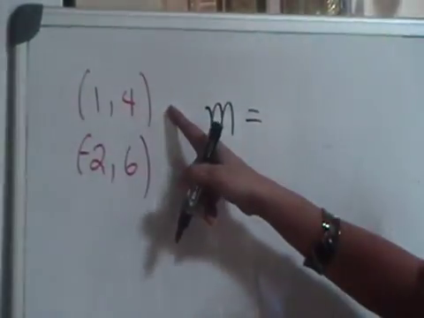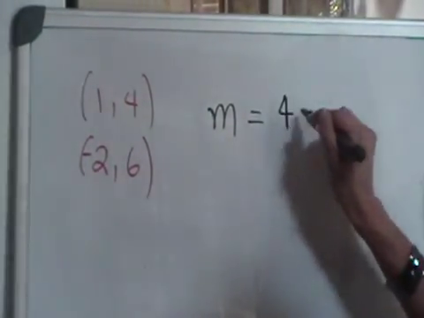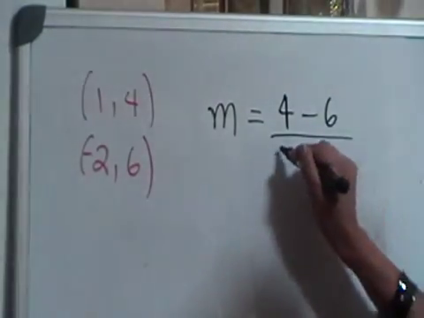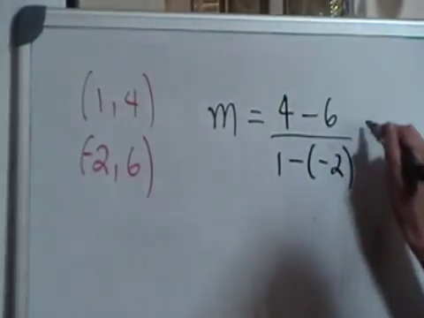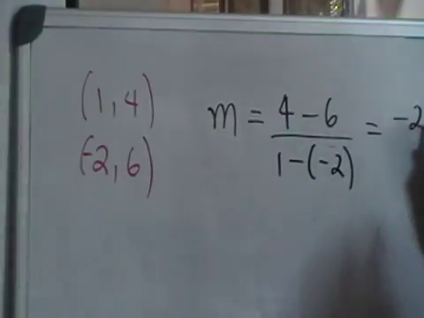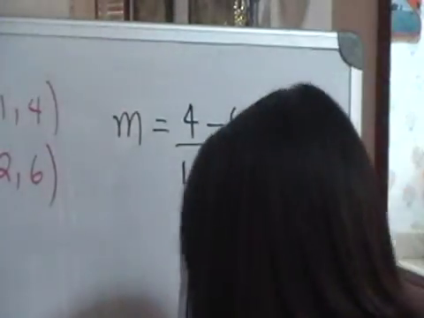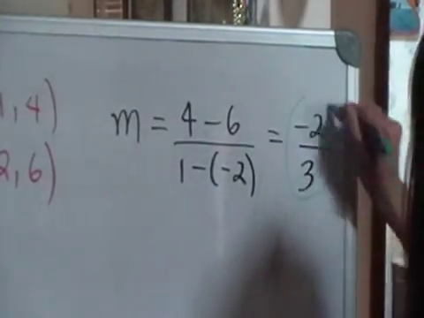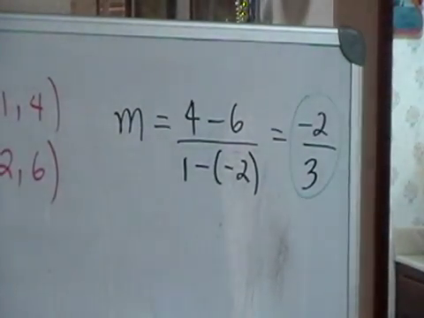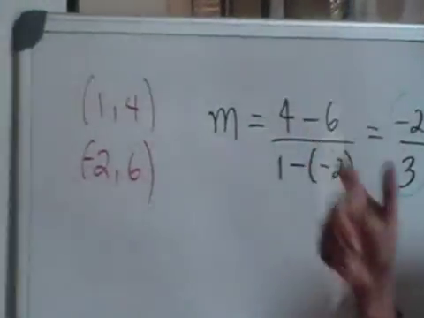If we start with, let's say, the first point, I get 4 minus 6 all over 1 minus negative 2. So that will give me negative 2 over 1 minus negative 2, which is 3. So therefore now I have the green ingredient, the slope, is negative 2/3. And I can use the point slope form.